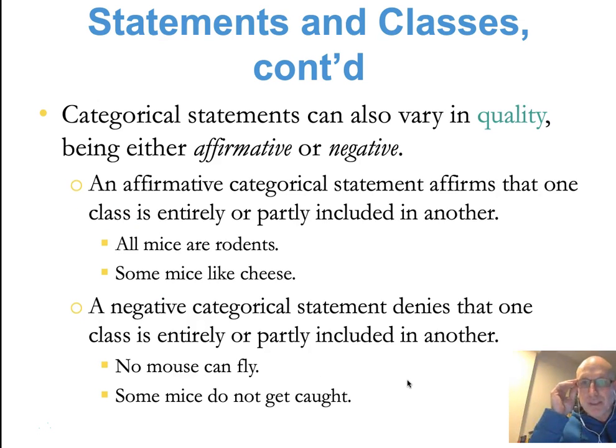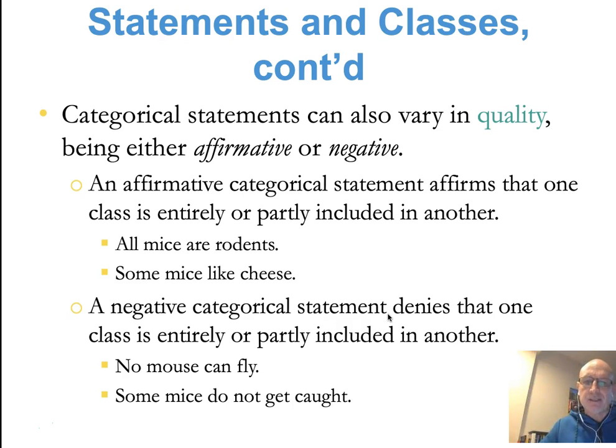Categorical statements can also vary in quality, being either affirmative or negative. An affirmative categorical statement affirms that one class is entirely or partly included in another. All mice are rodents. Some mice like cheese. So this would be an A statement, universal affirmative. All mice are part of the class of rodents. The next one is an I statement. Some mice are of the class that like cheese.